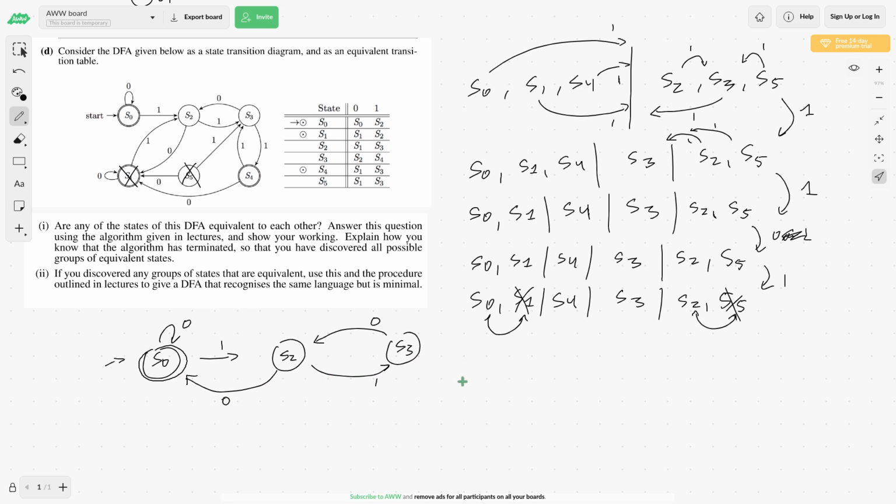Okay, what else can we draw? What S3 does. So for 1s, it bounces back and forth between S3 and S4. S4 under 0 goes to S1, but S1 no longer exists, so we'll send it to S0 instead. Is that all the transitions? Every state has an outbound 0 and 1. So yep, this is our new DFA that recognizes the same language but is minimal.